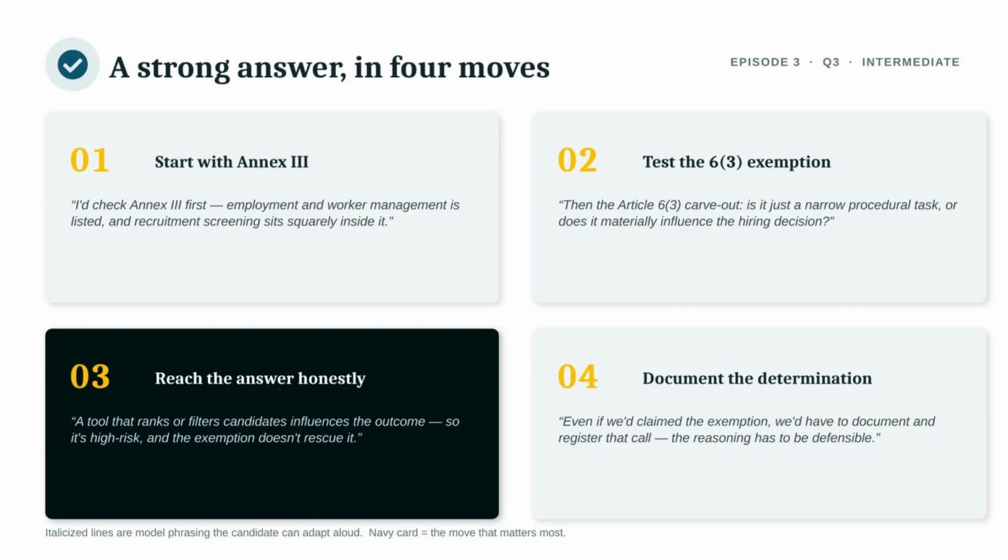Second, I test the Article 6(3) exemption, which can pull a system back out of high risk if it only performs a narrow procedural task and doesn't materially influence the decision. But a tool that ranks, scores, or filters candidates is influencing who gets hired. So honestly, the exemption doesn't save us here and it lands as high risk.